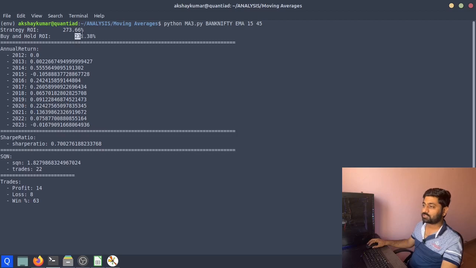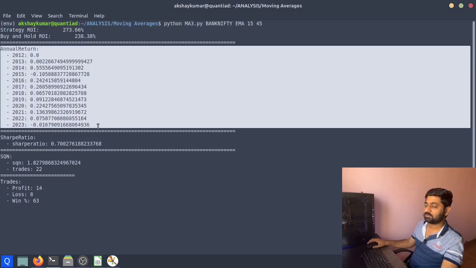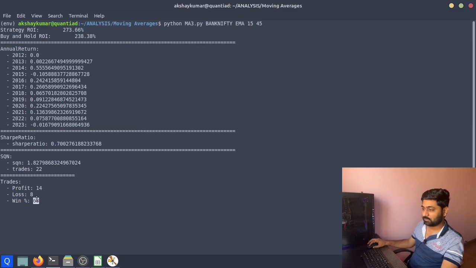See, we have significantly beaten buy and hold. So buy and hold gave 238%, with this around 274%. So these are the annual returns, and you can see with this setting your win rate is very high, 63%.